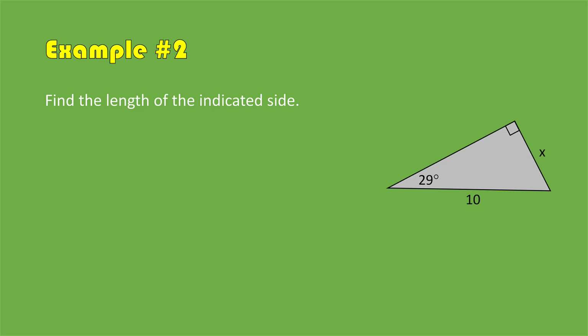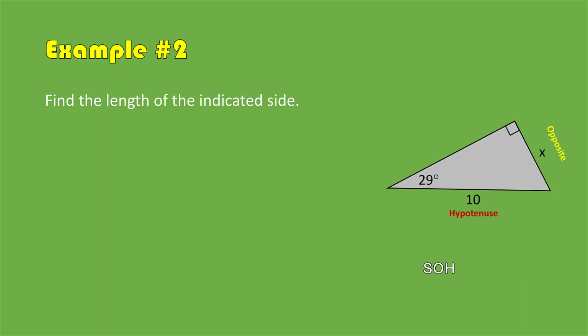Here's example 2. Start it off just like everything else. Label your sides, opposite, adjacent, and hypotenuse. Remember that 29 degrees is the theta that we're referencing. Now, adjacent in this case is the one that doesn't have any information, so we don't need that. And we have opposite and hypotenuse. In SOHCAHTOA, opposite and hypotenuse go with the S for sine.